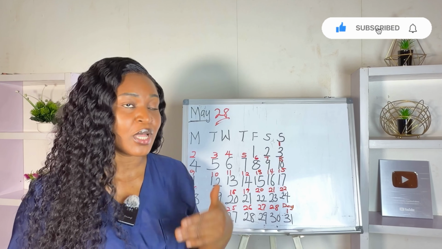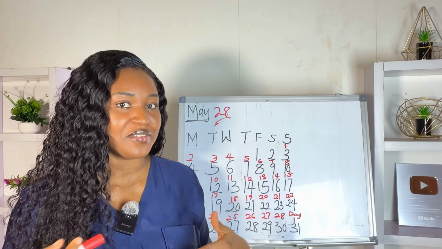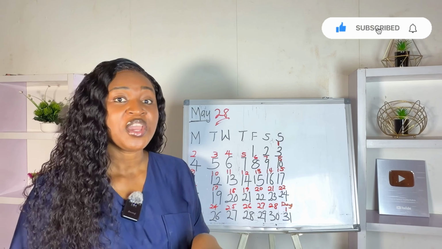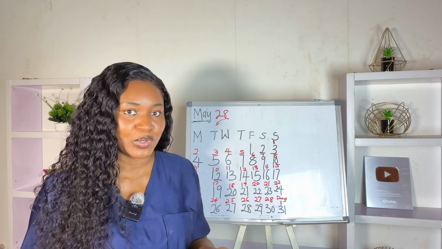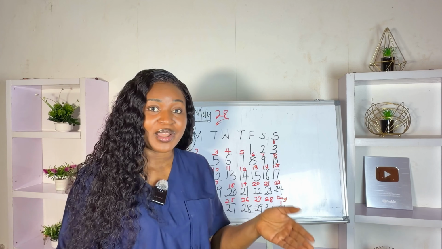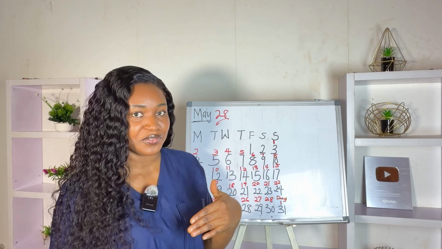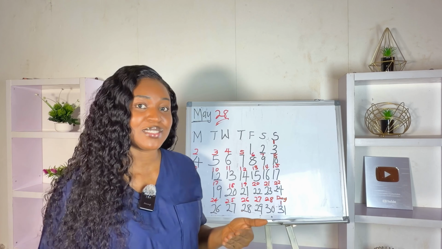Now, the normal cycle length is between 21 to 35 days. If you have a 22-day cycle, if you have a 30-day cycle, if you have a 35-day cycle, you have a normal cycle length. So your period is considered irregular if your cycle length is below 21 or greater than 35. But when it falls between 21 to 35 days, then you have a normal cycle length.